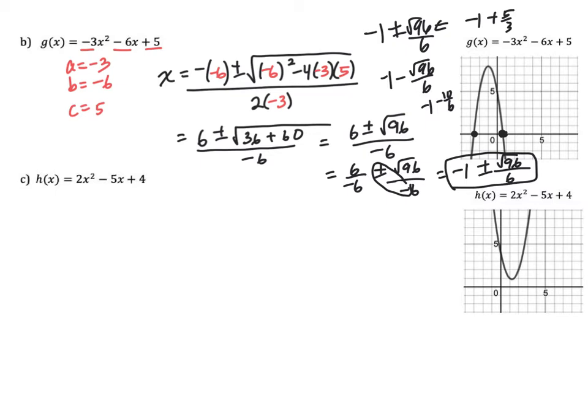Now, what we're looking at, which I didn't highlight on the last one, is what's underneath the radical. There was a 0 underneath the radical for part A, and we had 1 real double root. When there's a positive number underneath the radical here, we have 2 real roots. They're different roots, they're crossing the x-axis at different places.